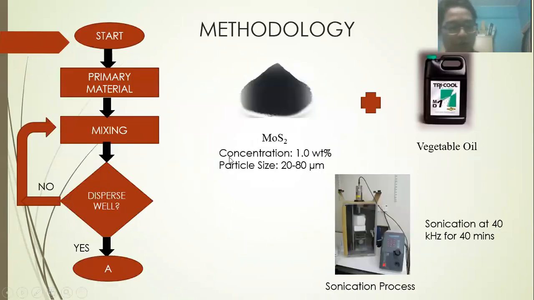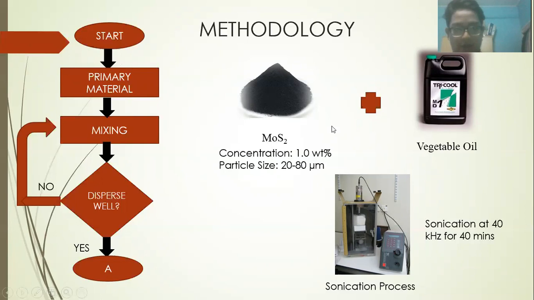Next, we will go to the methodology. This is the flowchart of the experiment. We will start with the primary material. The material for the primary is molybdenum disulfide with a concentration of 1%, and its particle size is between 20 to 80 micrometer. And the base foam is vegetable oil.